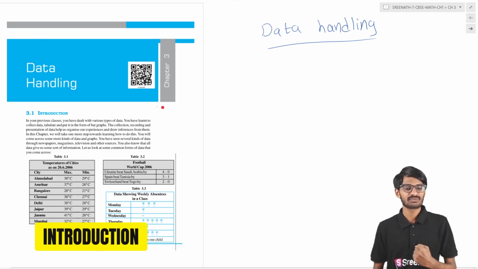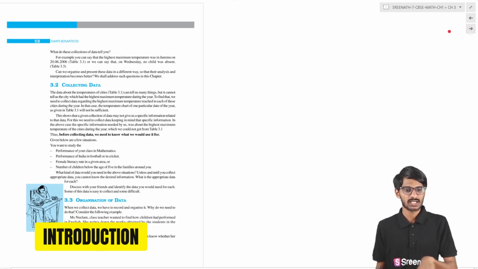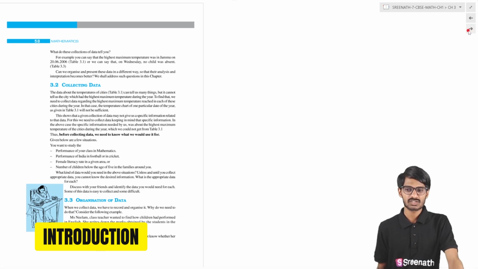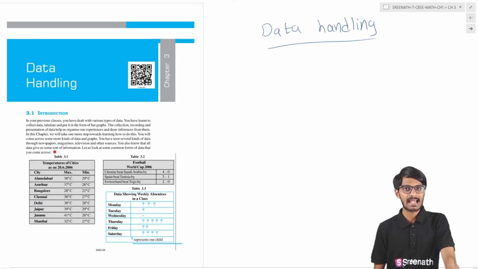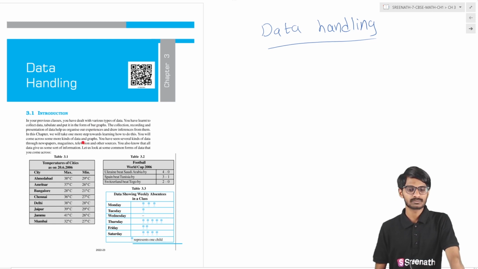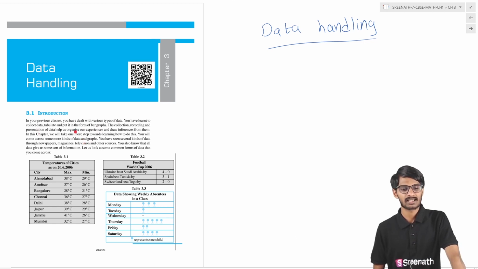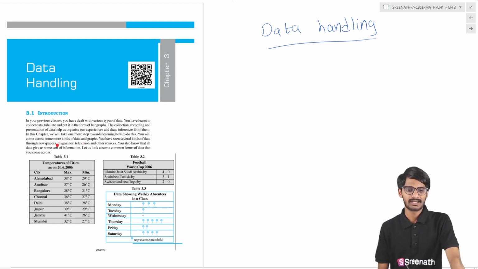Okay, students, in this video we are going to discuss the introduction and collecting data, organization of data, and representative values, students. So basically data handling is the chapter. So there is a table of values. In our previous class, we studied various types of data, how to collect data, how to tabulate data, and put it in the form of bar graphs. So these are the things we have learned, students.